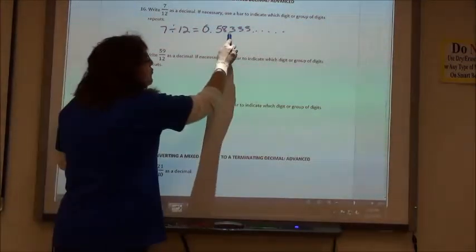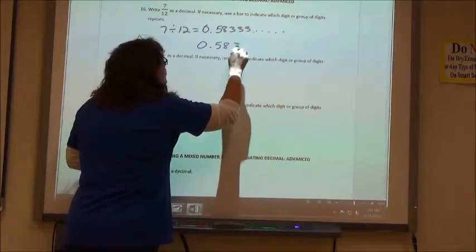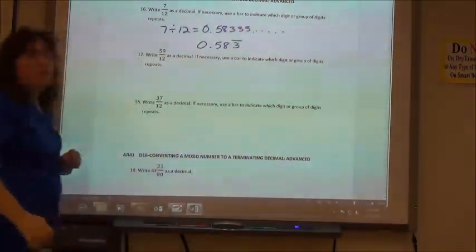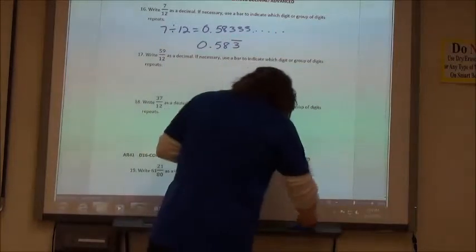But we can see that the 3 is repeating, so we write it as 0.583, and the bar is going to go just over the 3 because the 3 is the only thing that's repeating. On LX, you have to click the bar before you type the 3. So you type in 0.58, you click the bar on the tools, and then type the 3 in underneath the bar. You'll see it when you get there.